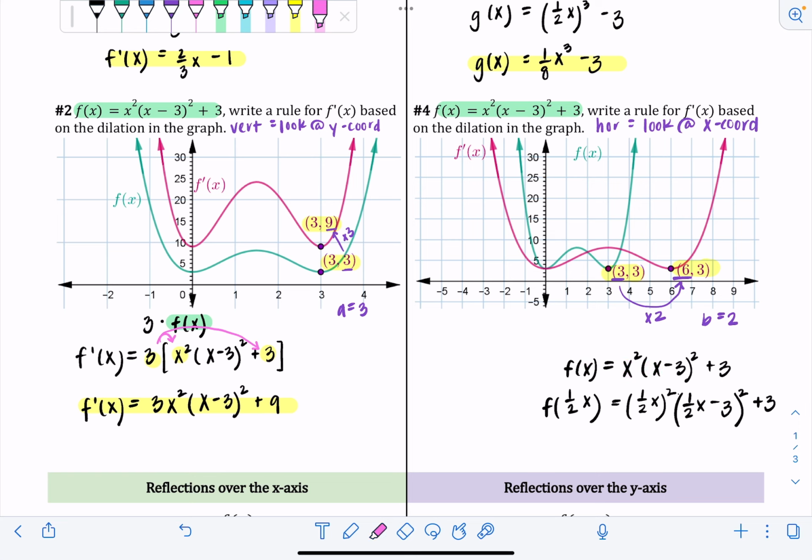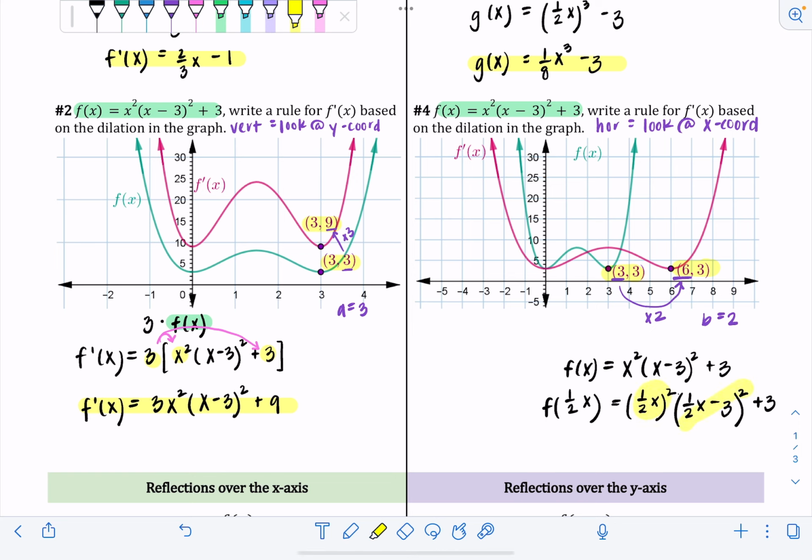So the original function was f of x. So our input was x. So there's an x right here and an x right here. And then our input was changing to 1/2 x. So instead of that first x, it became 1/2 x squared. The second one became the 1/2 x there. So we replaced all of the x's with 1/2 x. And then now we just need to simplify. So the only thing we really can simplify is this part.